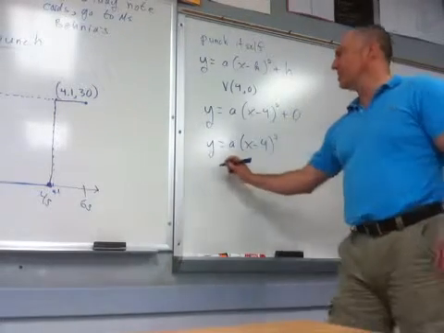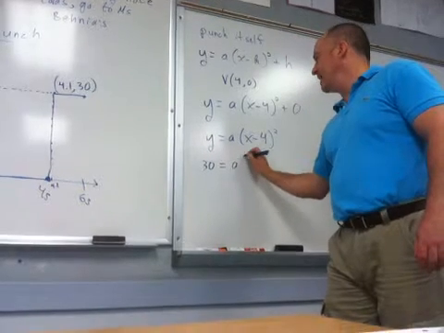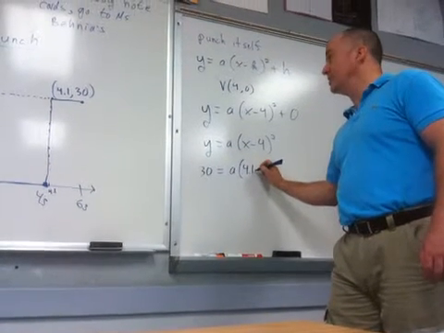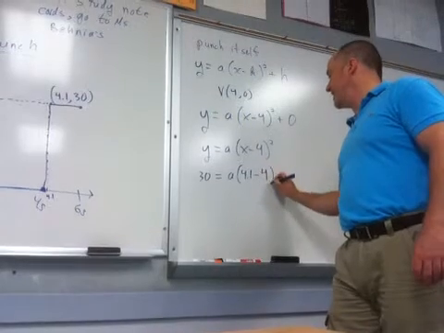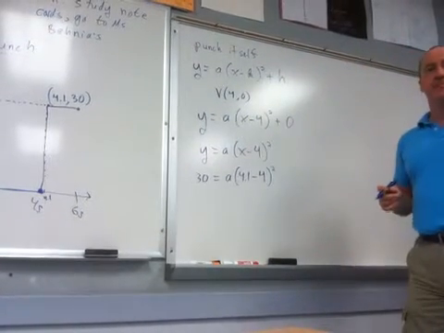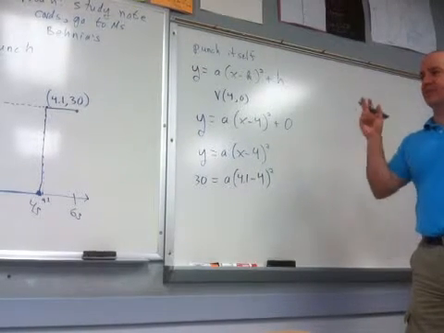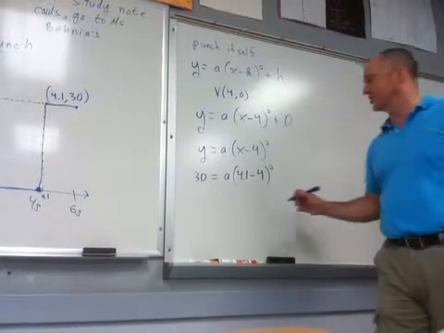But I'm going to plug in 30 inches for y and 4.1 seconds for x, and I'm going to solve for the a value that must occur on that parabola. Given any three points, you can find a parabola. Given two points, if one's the vertex, you can find the equation this way.